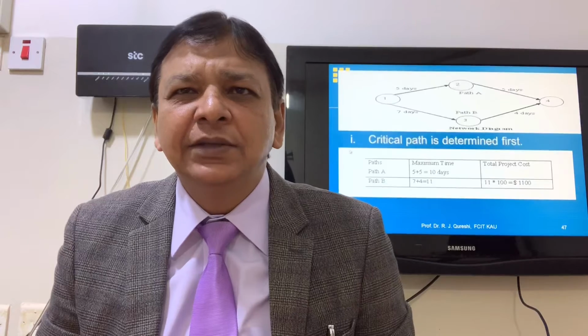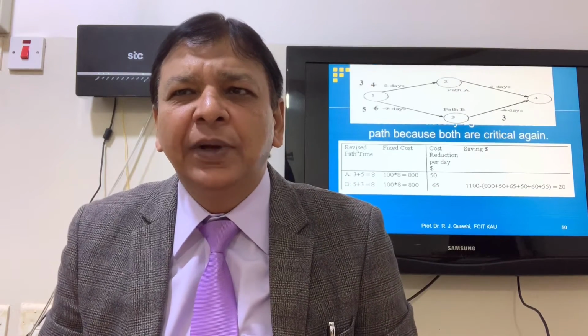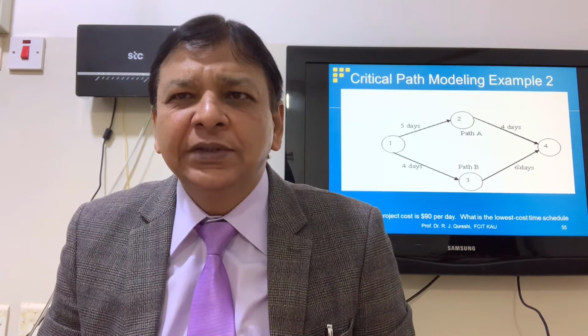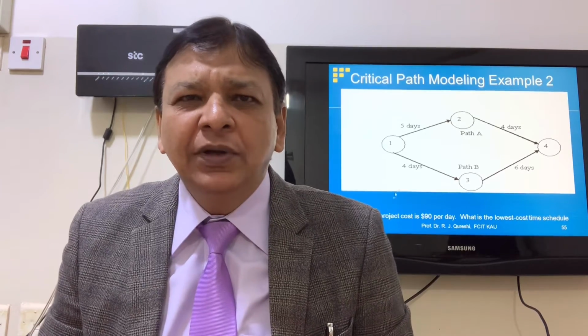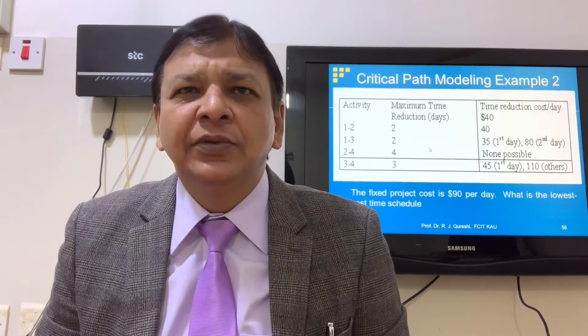That is the exercise number 1. So we stop our calculation till we achieve the critical path. Now, 5 plus 4, 10, 4 plus 6, 10. Path A, 9, path B, 10. Fixed cost is $90 per day. So we need to calculate the lowest time schedule.